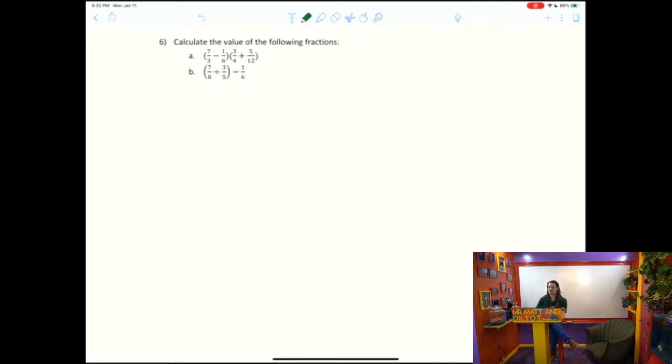We have 7/3 minus 1/6 times the quantity 3/4 plus 5/12. And 6b is asking, what's the value of 7/8 divided by 3/5, quantity minus 1/6? I'll give you 3 minutes, and after 1 minute, I'll start to solve.